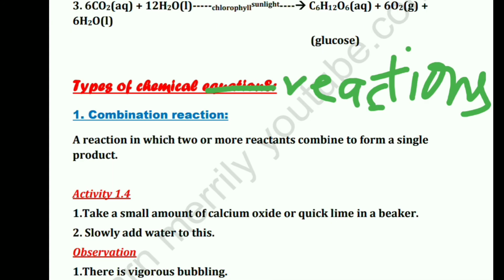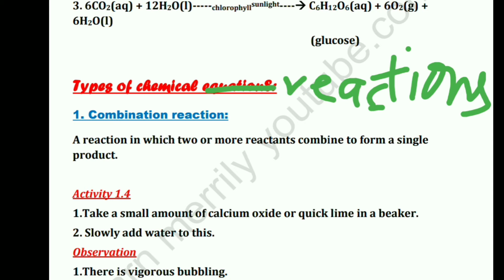So now, types of chemical reactions. The first type is combination reaction. It's very simple. If two or more reactants combine together to give a single product, mind it, it should be a single product, then we'll call it a combination reaction. Now the reactants can be anything. It can be two compounds, two elements, an element and a compound, any combination. But at last it should give a single product, and if that is happening, then we call it a combination reaction.